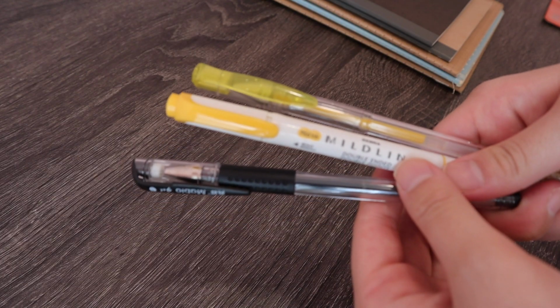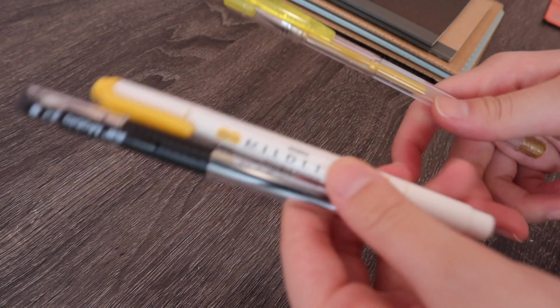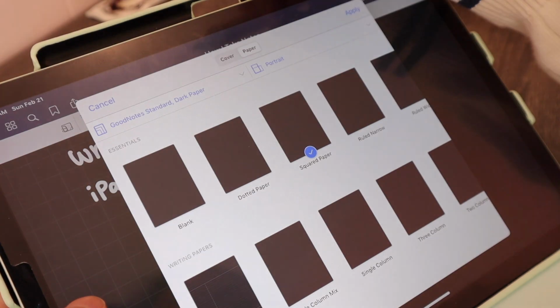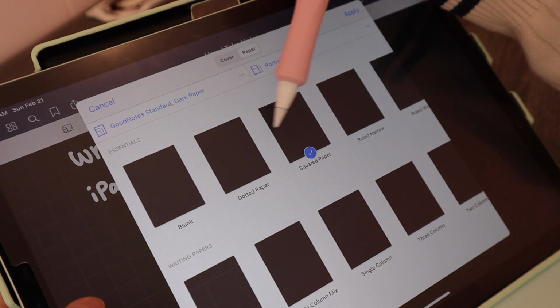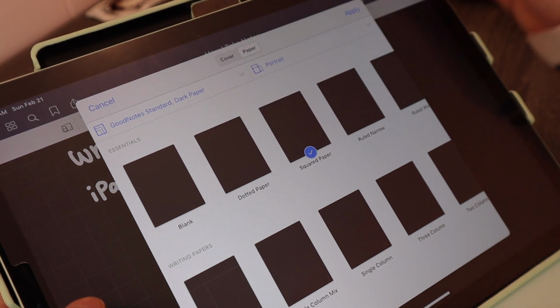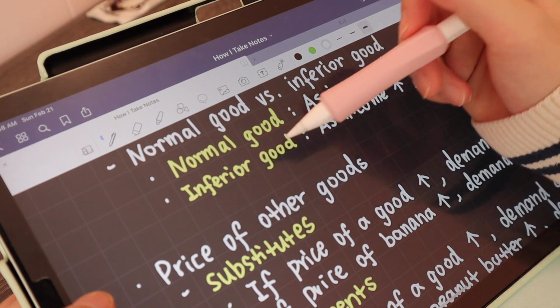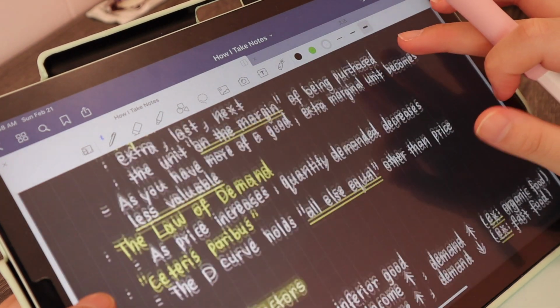To start, I take notes with a black pen, a color pen, and the same color highlighter. I write notes on grid or dotted paper because it looks neater. Other than that, I don't have many preferences regarding my stationery.